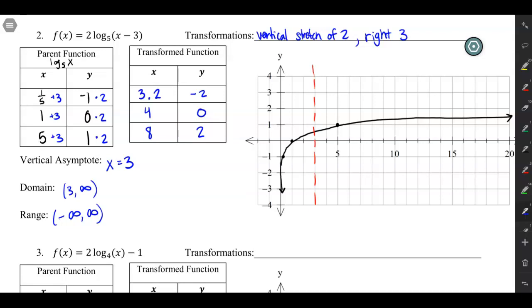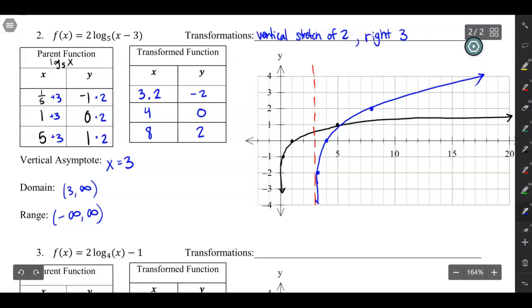Okay, I'm going to go ahead and graph the points from my transformed function table. So I have a point at (3, 2), (-2, 4), (0, 8), (2). I'm going to go ahead and connect those dots and mimic the shape of the graph that I know it's going to be.